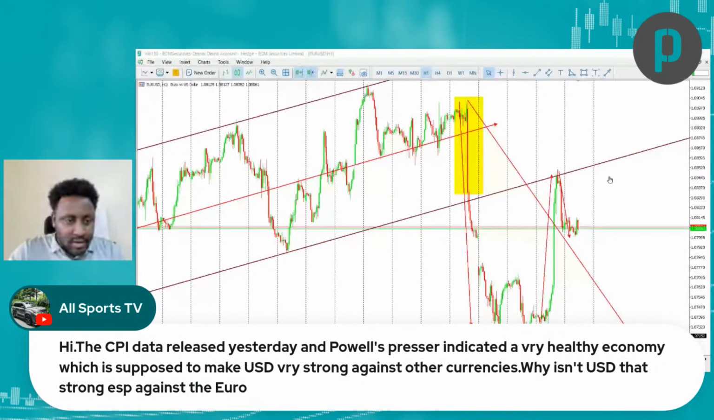I'm seeing this is an account titled Sports TV: Hi, the CPI data released yesterday and Powell's presser indicated a very healthy economy, which is supposed to make the USD very strong against other currencies. Why isn't USD that strong, especially against the euro? So sometimes it's not immediate. Markets sometimes take time to process the information. So yes, dollar strength is the key expected theme. It might take a while before we see the full extent of the dollar strength being felt in the market. So just take it gradually.